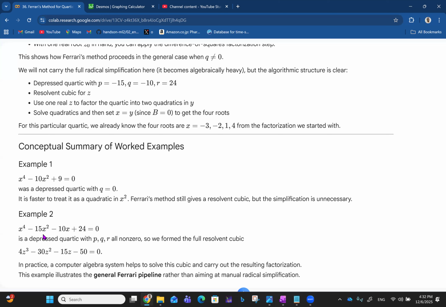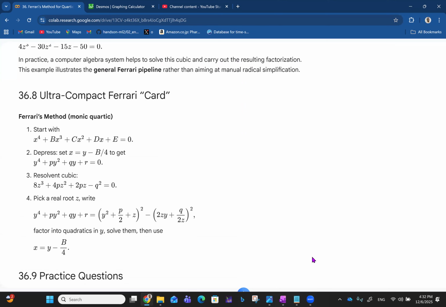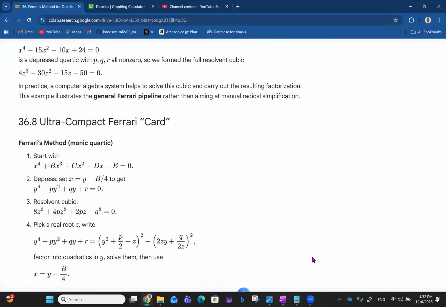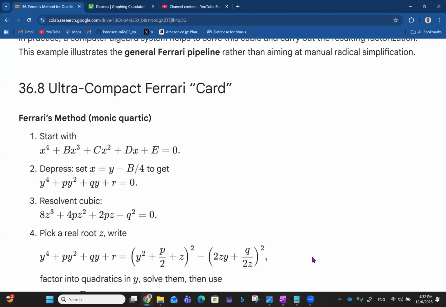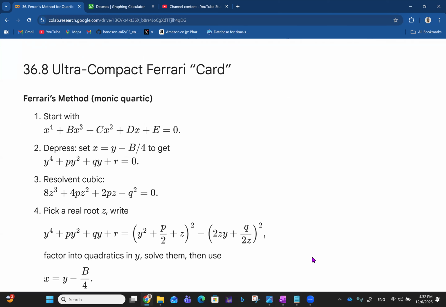Example 2, x raised to power 4 minus 15x squared minus 10x plus 24 equals 0. This is a depressed quartic with p, q, and r all non-zero. So we formed the resolvent cubic, which is this. In practice, a computer algebra system helps to solve this cubic and carry out the resulting factorization. This example illustrates the general Ferrari pipeline rather than aiming at manual radical simplification. Like I said, it may be unnecessary to use Ferrari's method here, but you just need to understand there's something called Ferrari's method, and it is particularly suited for solving quartic equations, that's polynomial equations of degree 4.